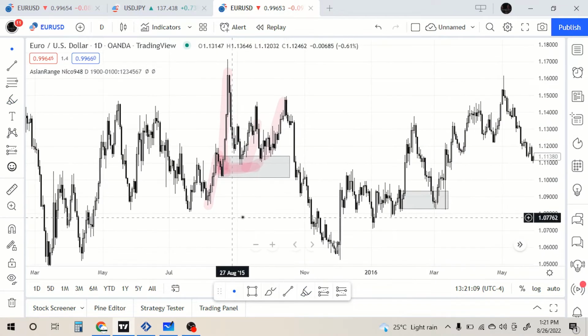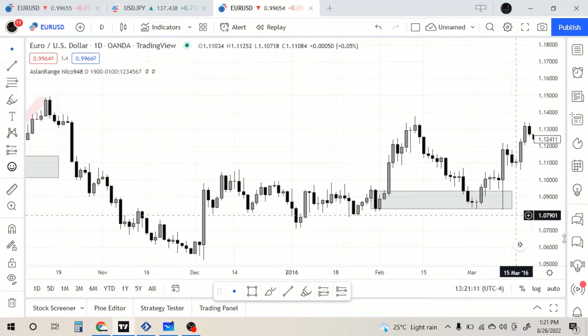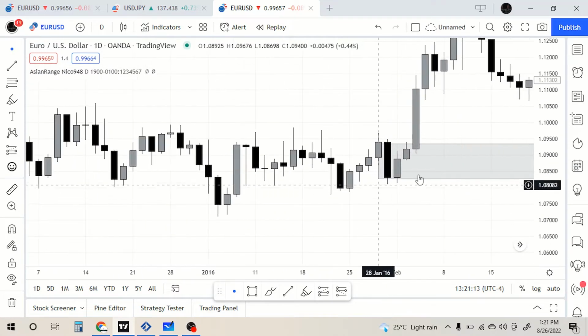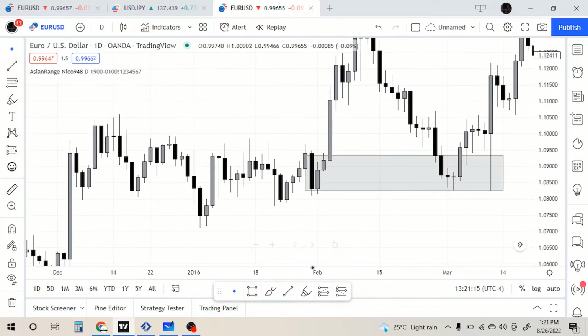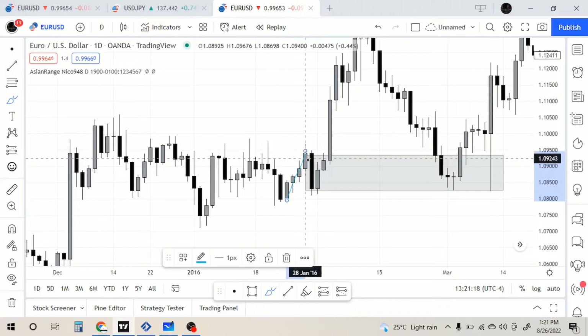And we'll look at another similar example here. Now this is the demand zone right here, and you can see how price easily rallied up here, gave a demand here.